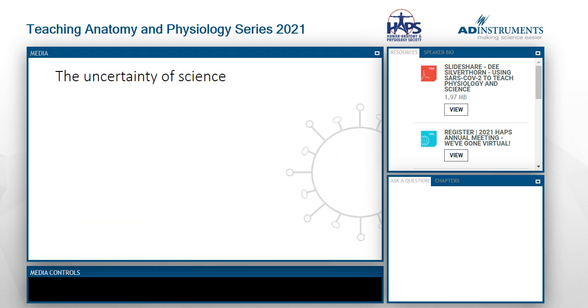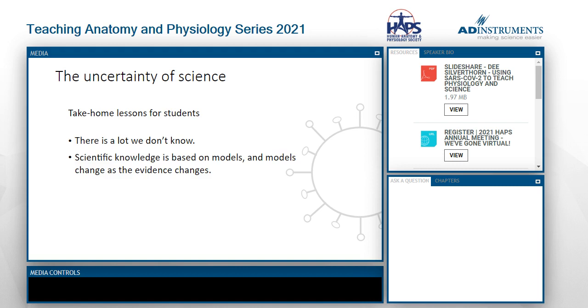So there are a lot of areas that you can explore with your students for this type of thing. But as we conclude, I'd like to say I think the beauty of teaching COVID in the physiology class is that we have a chance to get our students to appreciate that science is not a series of facts. And so there's a lot we don't know, and they need to understand that we don't have the answers to everything, and that even the experts don't agree. So that scientific knowledge is based on models, and as the evidence changes, the models change as well.